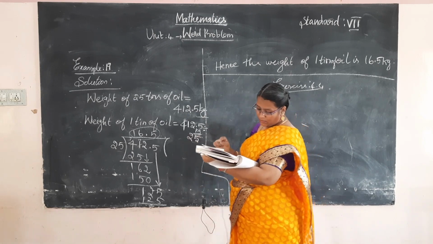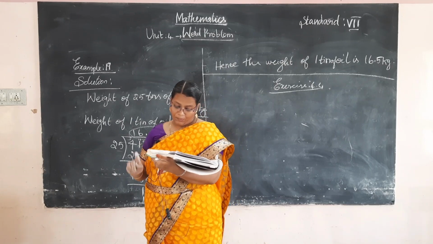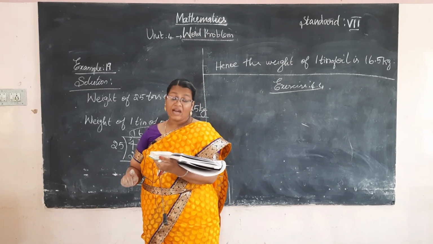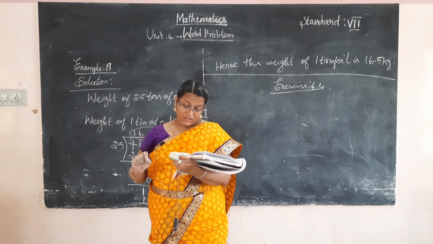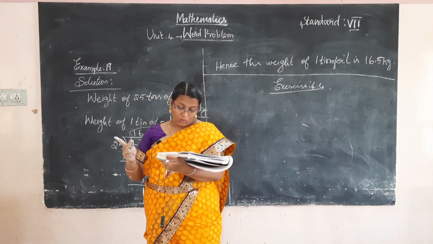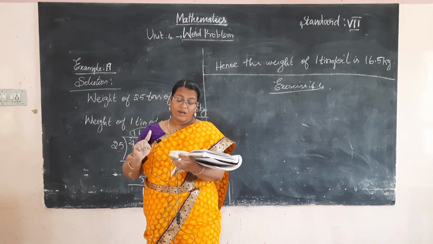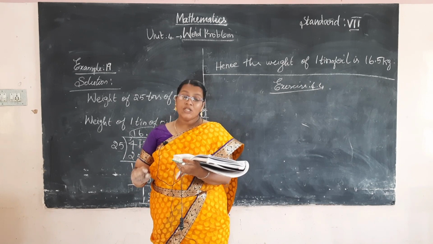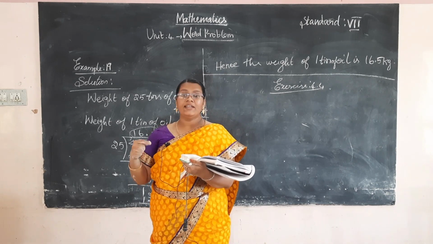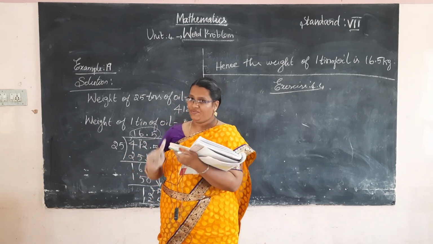The first one: the product of two decimal numbers is 131.58. After the decimal point, how to read? Individually read all the numbers. So the product of two decimal numbers is 131.58. If one of them is 2.15, find the other. One number is given, we have to find out the other number.